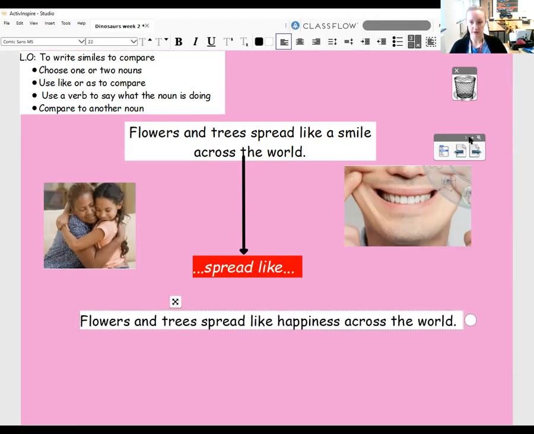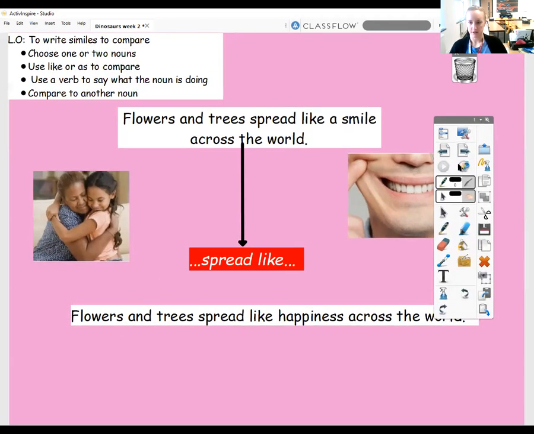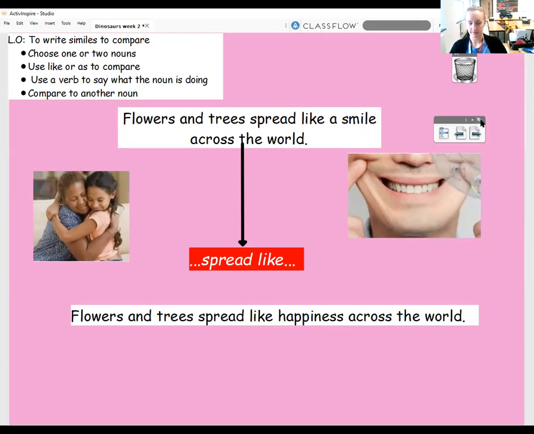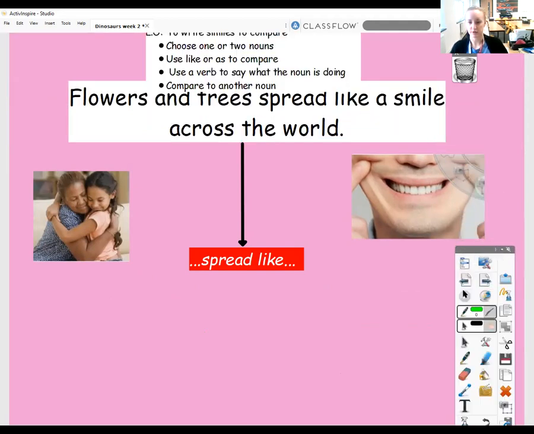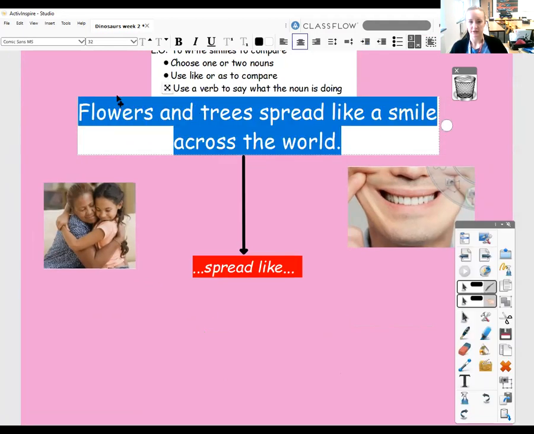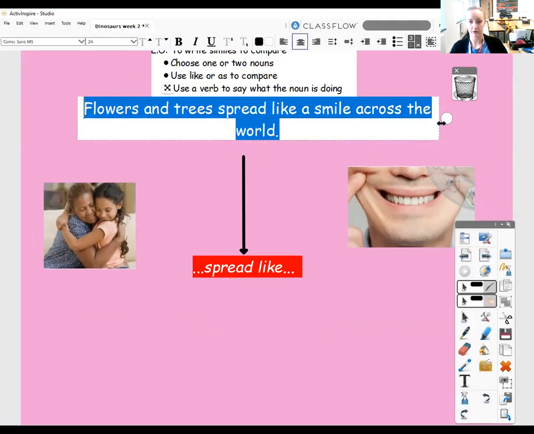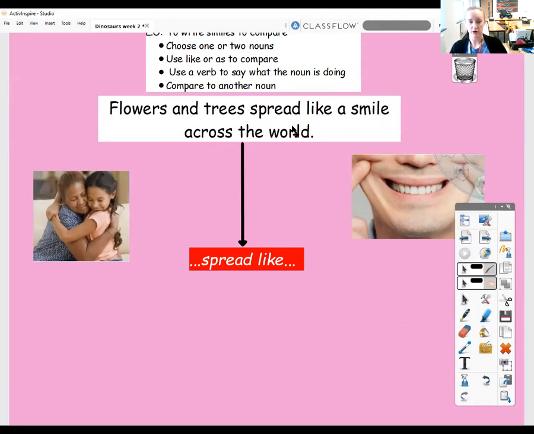Fabulous. So let me check I've got everything I need in it. So I've got my flowers and trees, so I've got my noun. I've told them what they're doing, so I've included my verb. I've used like to compare. So flowers and trees spread like happiness across the world. So I've got my other noun here as well. Right, let's have a think and see if we can choose a different one this time. So this is the same one that I had out of my book a second ago. I'm going to use it to try and write a different simile.